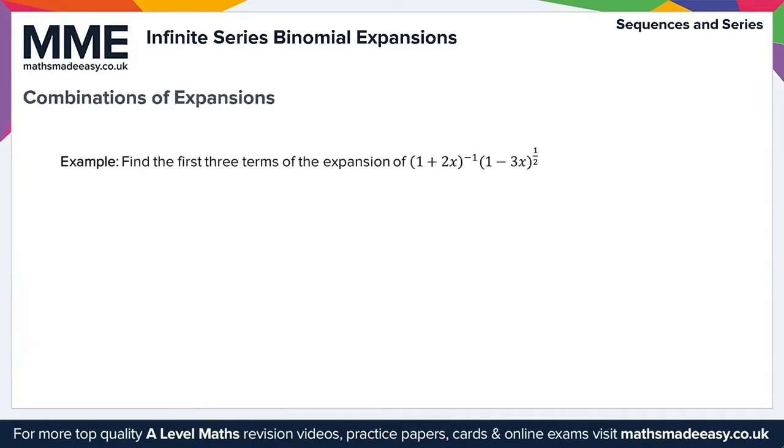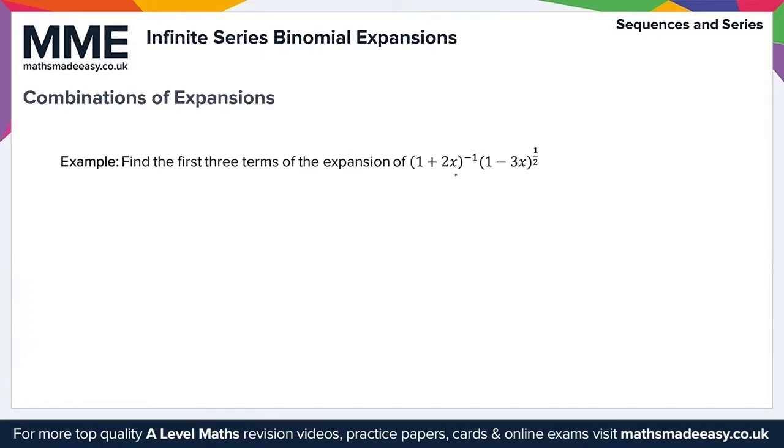And finally, let's take a look now at combinations of expansions. Sometimes we will be asked to expand something that contains more than one binomial term. We do this by treating each binomial term individually, and then we just handle them all together at the very end. Now let's take a look at this example, where we're asked to find the first three terms of the following expansion. What we do here is we just treat these individually.